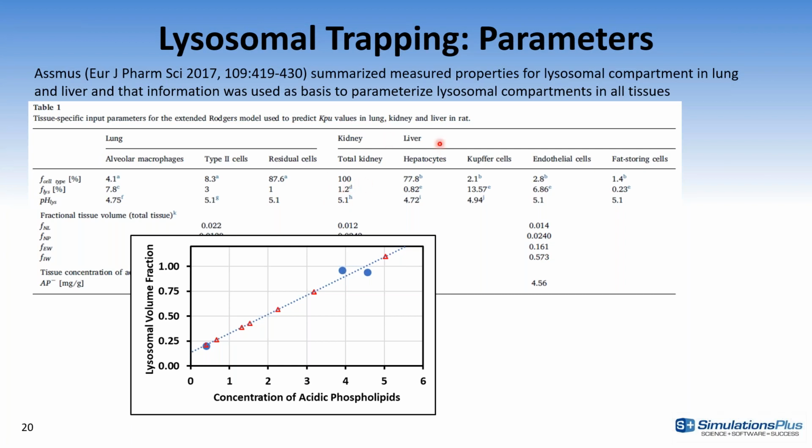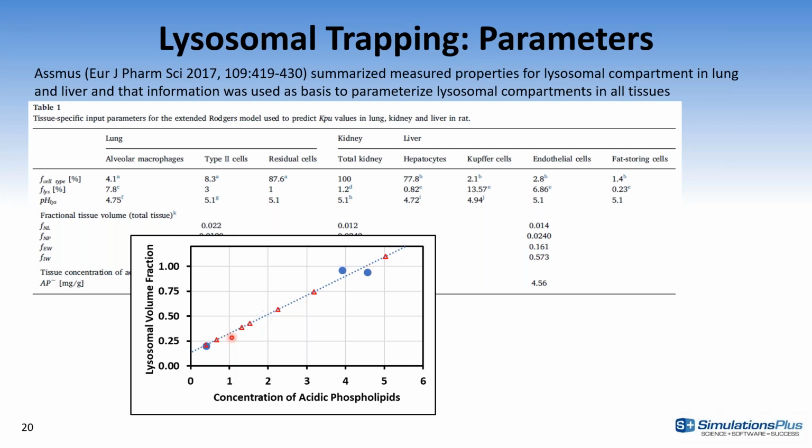But based on the information in the liver compartment and in the lung compartment, and from the liver tissue, we used the fat storing cells, or the information for fat storing cells, to approximate the conditions in the adipose tissue.